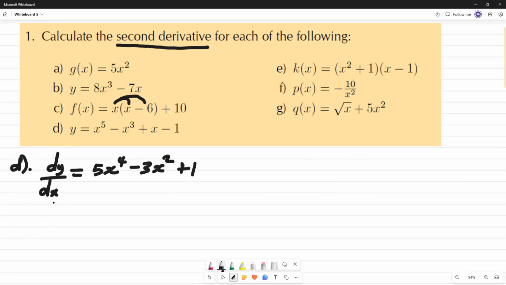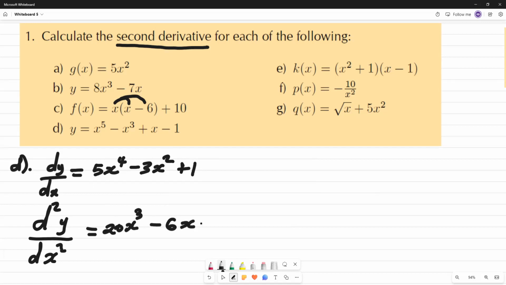So if they give you in this notation and they want you to get the second derivative, this is how you write it. We say d squared y over dx squared. You need to know it. Once you see d squared y over dx squared, they just mean get the second derivative of y, which is basically 20x cubed minus 6x. And that's it for D.